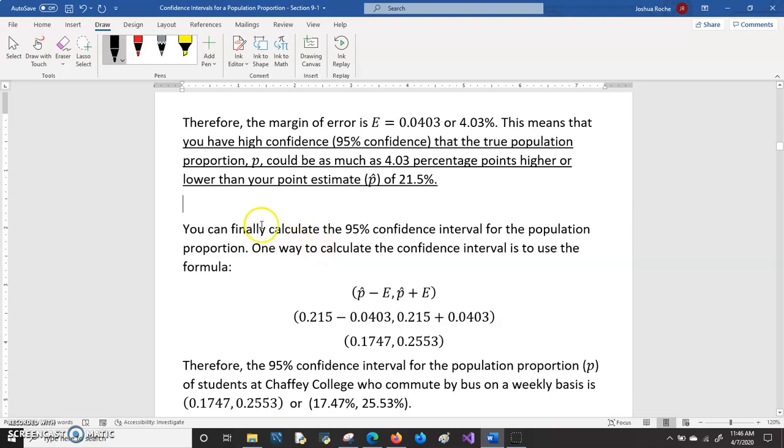The last thing is, now that you have the margin of error, you can calculate the actual confidence interval. The 95% confidence interval for the population proportion can be found using this formula. P hat is the 0.215. The E, the margin of error, is what you just calculated. It's P hat minus E for the lower bound, P hat plus E for the upper bound of your interval. And you work that out, and that comes out to 0.1747 for the lower bound and 0.2553 for the upper bound.